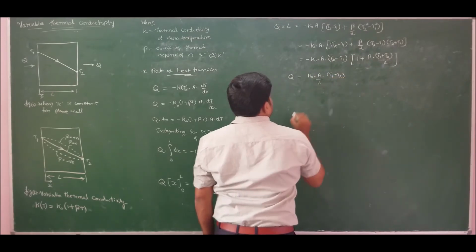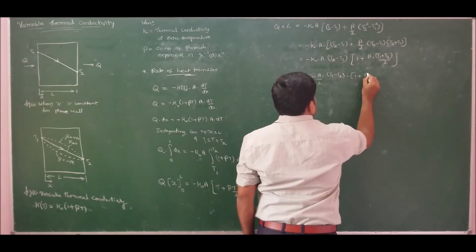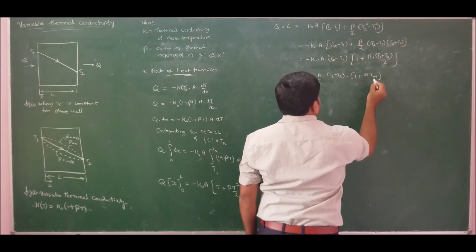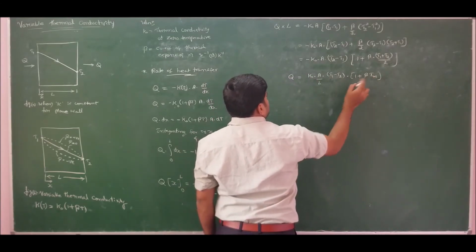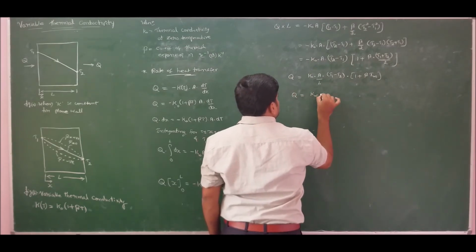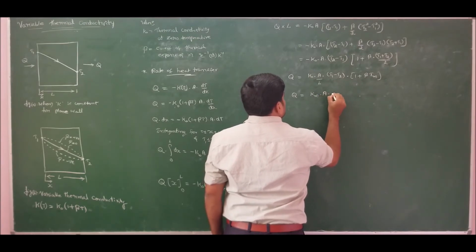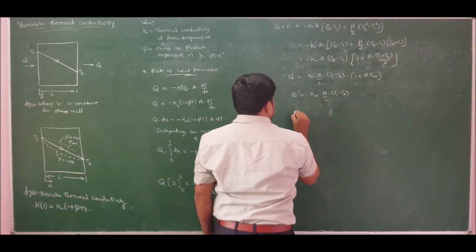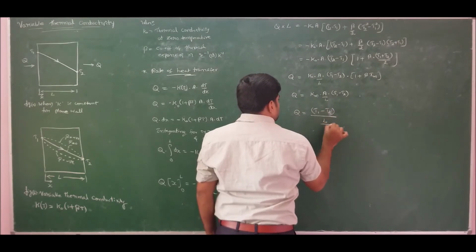Let us divide by L here, area by L, into 1 plus beta, let us call this T mean. Now I can write K naught of 1 plus beta T mean as K mean, that is K mean times area into T1 minus T2 by L. So this I can write as T1 minus T2 divided by L by K mean A.